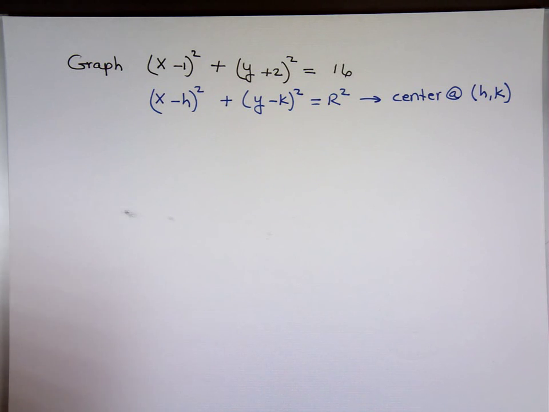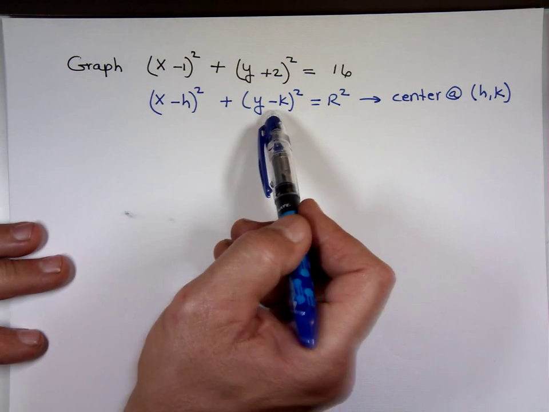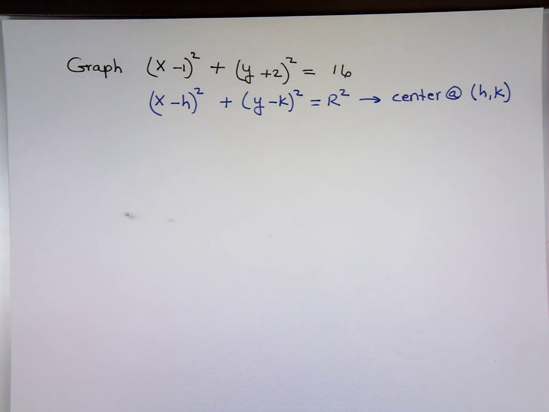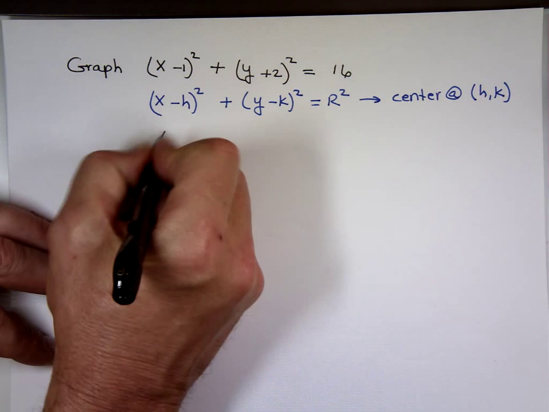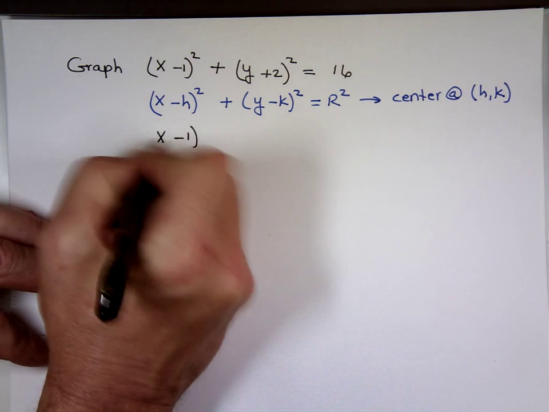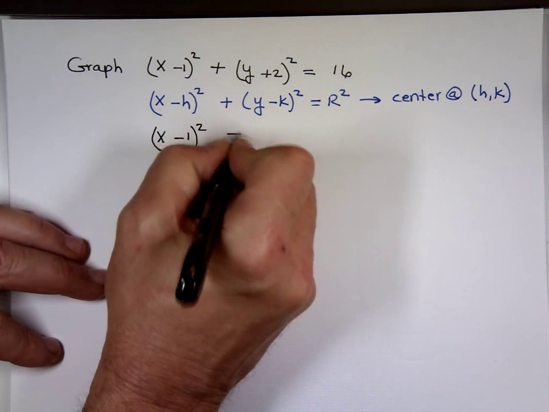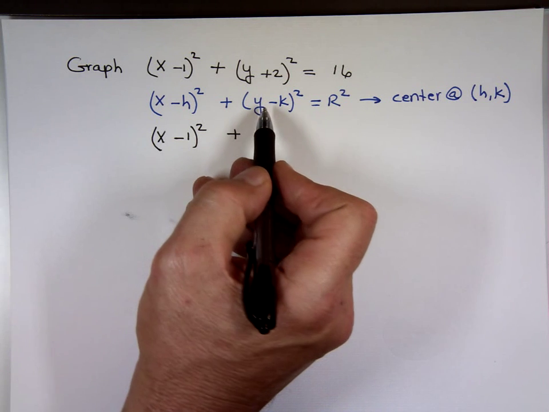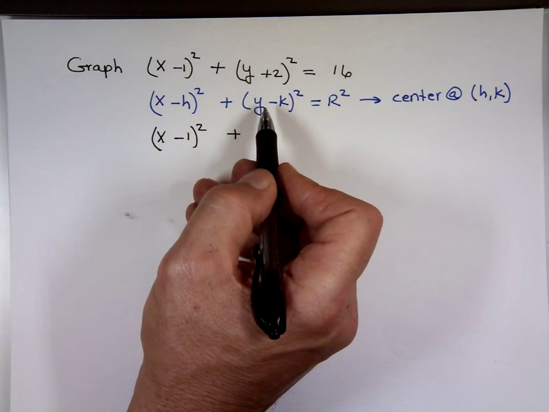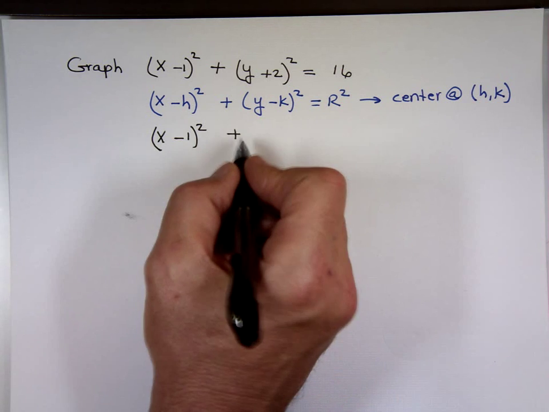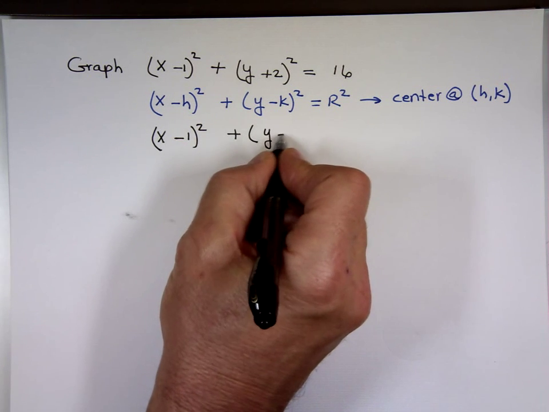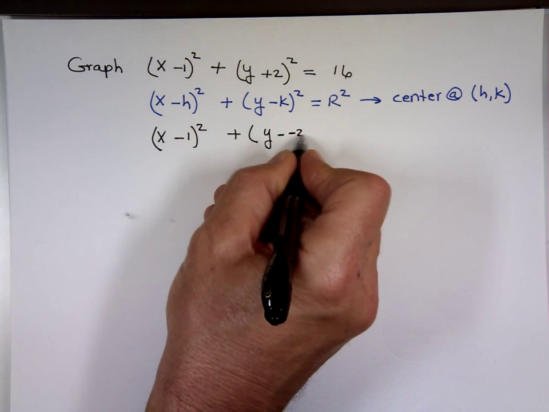Well, let's look at this. That doesn't look like this yet. Well, the first piece is good. This is good, the first one. So I see the x minus 1. Oh, wait a minute. This is a plus. I want it to be a minus. So what can I do to make it a minus? How about y minus what? Negative 2.